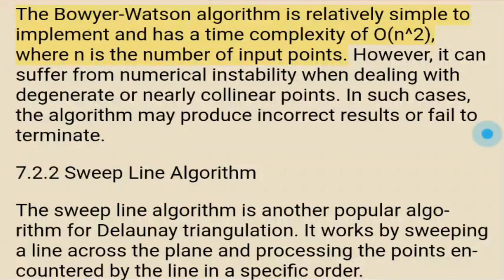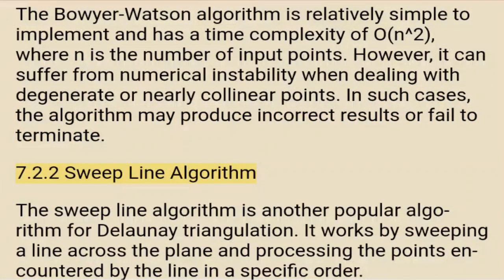The Bowyer-Watson algorithm is relatively simple to implement and has a time complexity of n squared, where n is the number of input points. However, it can suffer from numerical instability when dealing with degenerate or nearly collinear points. In such cases, the algorithm may produce incorrect results or fail to terminate.